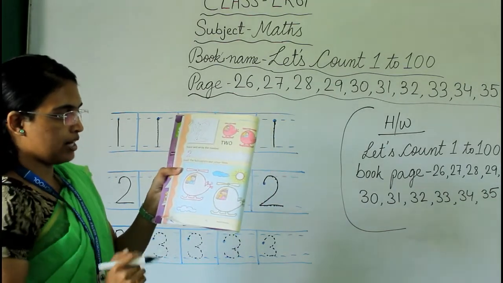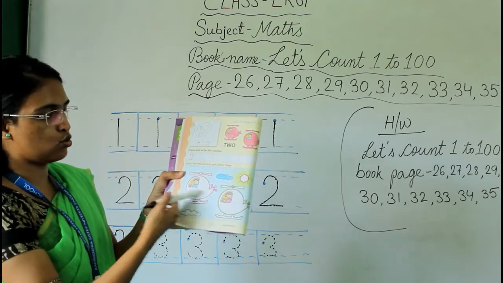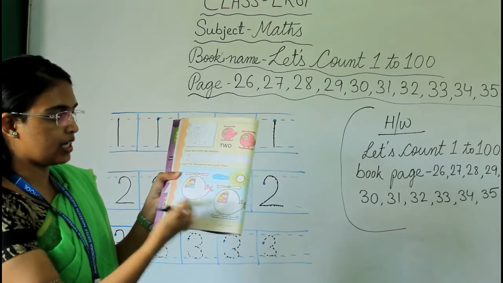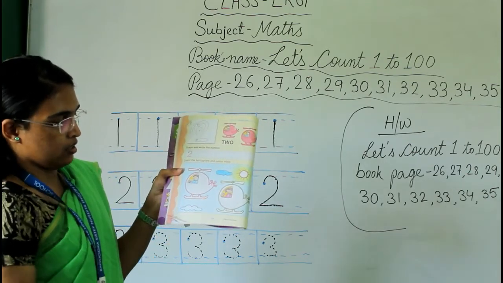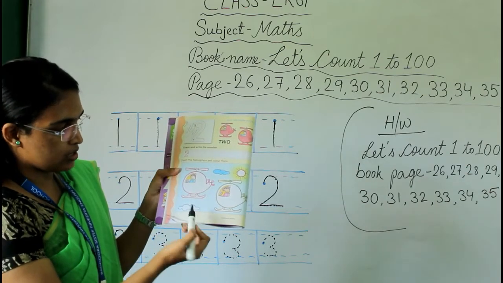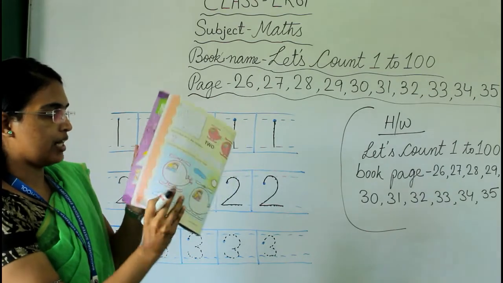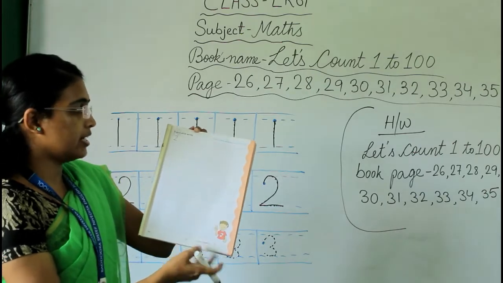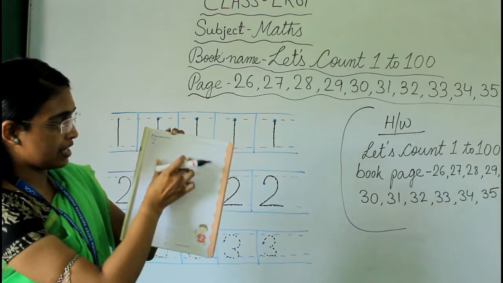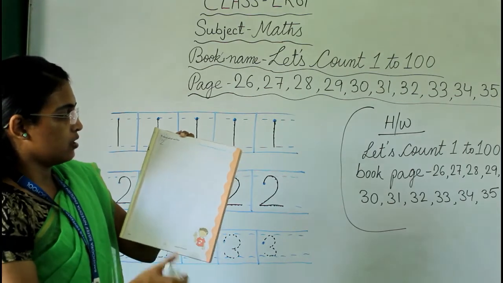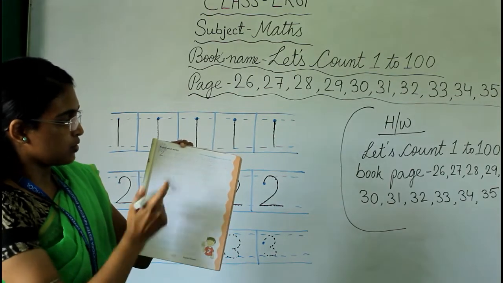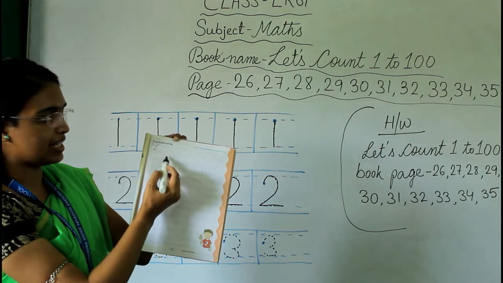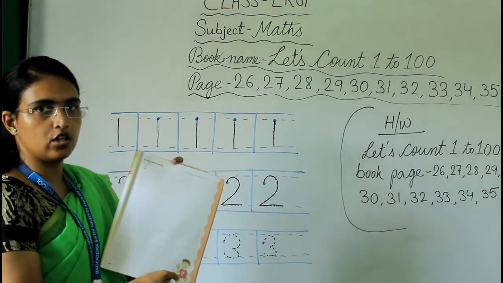After this, what you have to do? You have to color these 2 helicopters. Okay. One should be in red color and another one should be in green color. So you have to color all this, and you have to color this cloud also. So after coloring these 2 helicopters, turn the page. Come to the next page, that is page number 29. In this page also you have to trace the numbers, and here you have to write it by yourself. Okay, there is no dotted line. So first you have to practice in the dotted line, then you have to write it by yourself. This is also your homework.